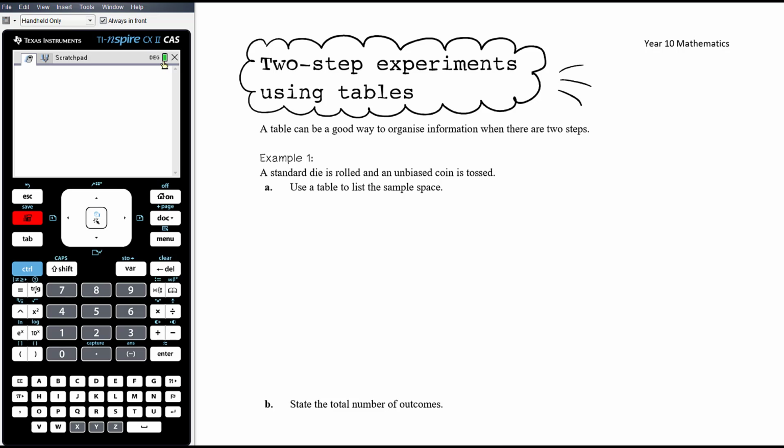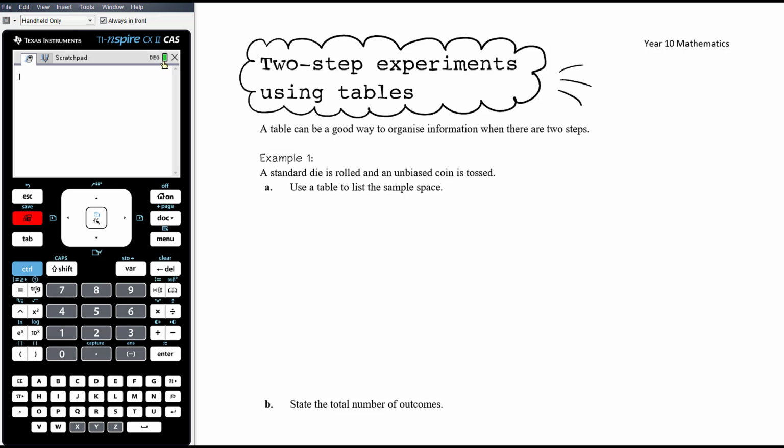Okay, so in today's video we want to begin to look at multi-step probability situations, where there's more than one step to the experiment, and think about how we can represent and organise that information so that it allows us to calculate probabilities.